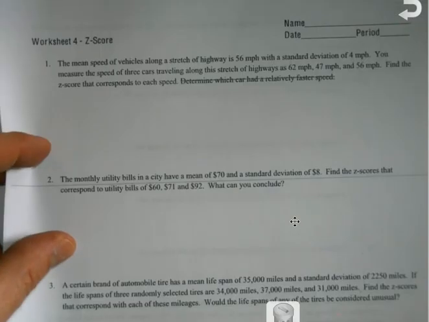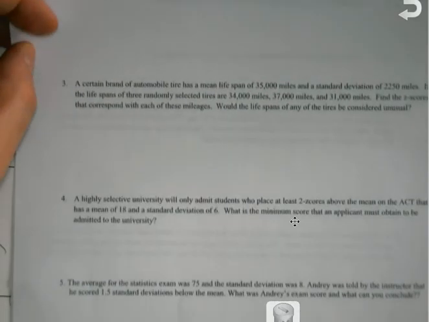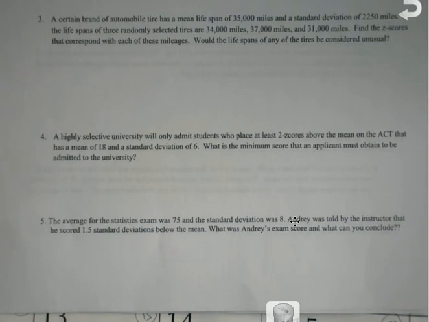So on the actual z-score worksheet, just to get you thinking a little, we're going to go down to number 4 because it's a little different than some of the other ones are. So I get down to here and I say, okay, a highly selective university will only admit students who place at least 2 z-scores above the mean on the ACT that has a mean of 18 and a standard deviation of 6. What's the minimum score the applicant must obtain to be admitted to the university? Okay, this is applicable to us.